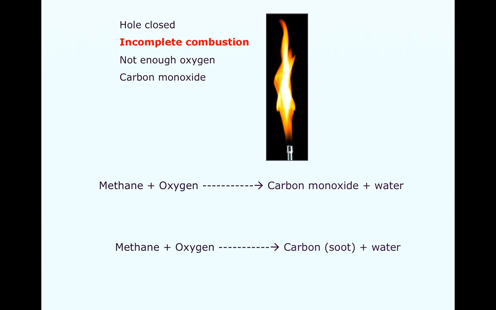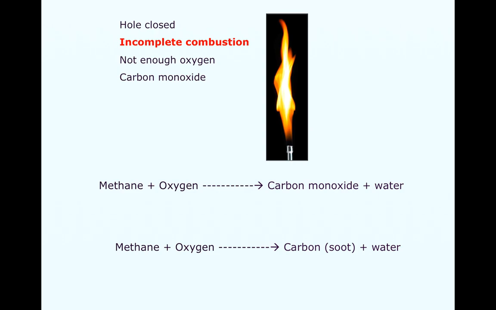Incomplete combustion is when there is a poor supply of oxygen when alkanes are burning, and this can happen for a number of different reasons. The products are water along with carbon monoxide or carbon in the form of soot. The carbon monoxide formed is toxic and the soot causes a smoky flame, which is why the flame is orange.